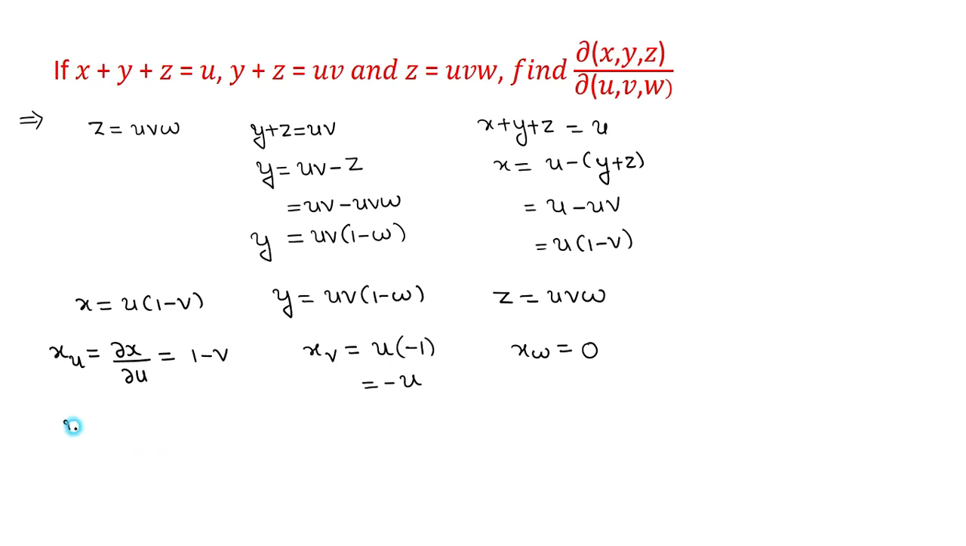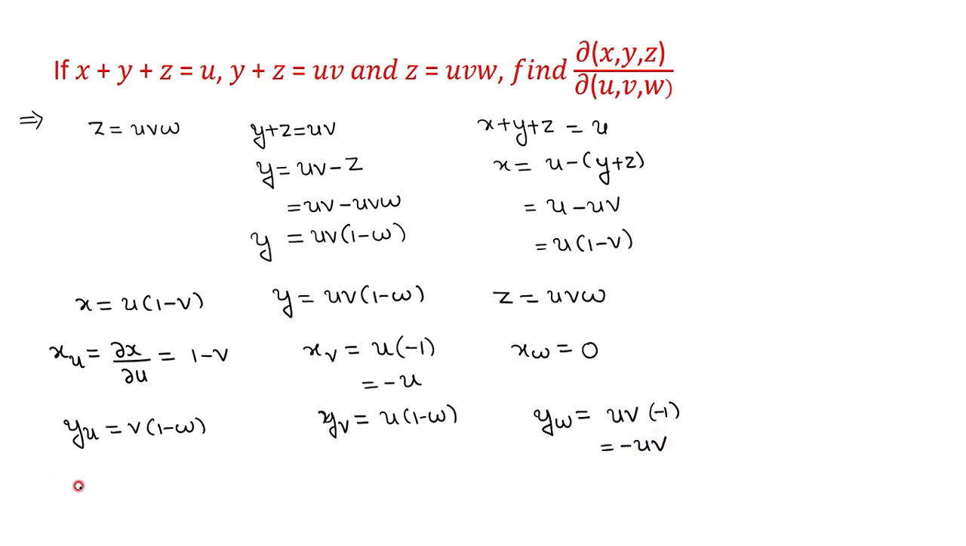Similarly, for y with respect to u, v(1 minus w) are the constants. The derivative of u with respect to u is 1. So the derivative is v(1 minus w). Y with respect to v: here u(1 minus w) are the constants. The derivative of v is 1. Y with respect to w: uv is constant. The derivative of 1 minus w is 0 minus 1, so it is minus uv.